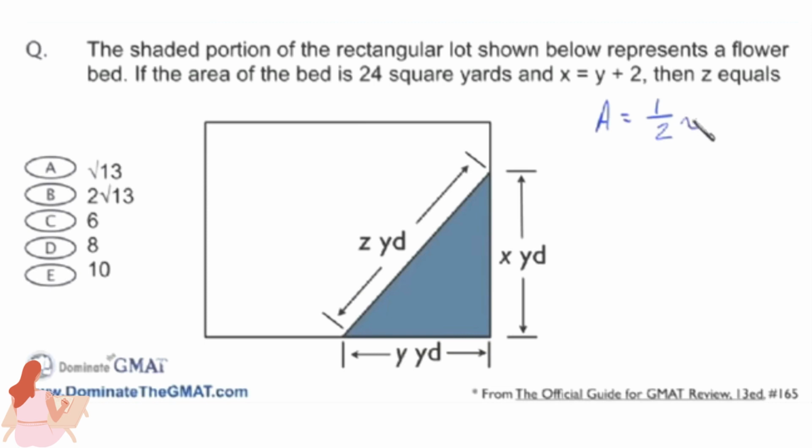Well, in this case, the base or the height is x, I guess. I wrote this backwards, and the base is y, but that doesn't really matter. And we know that that's going to equal 24. And then we want to get rid of fractions, so let's multiply by 2. So we recognize that xy is going to equal 48.